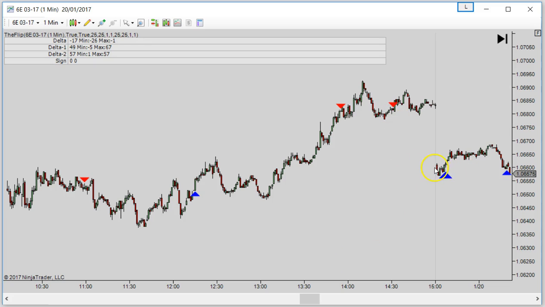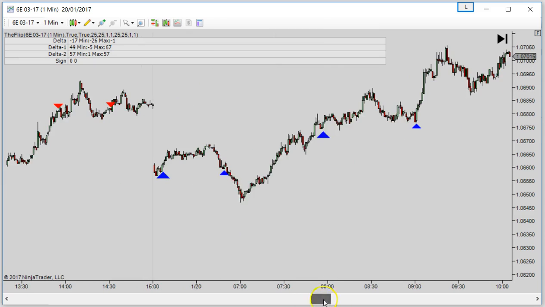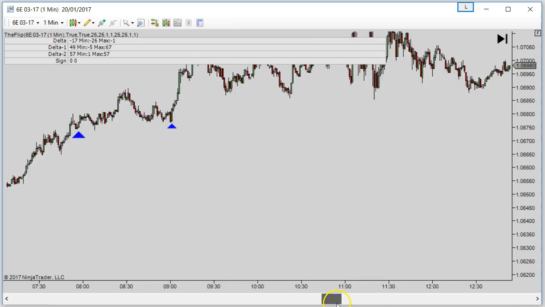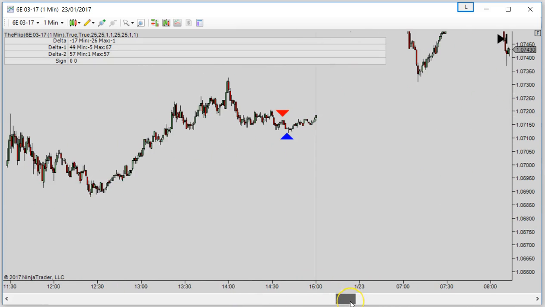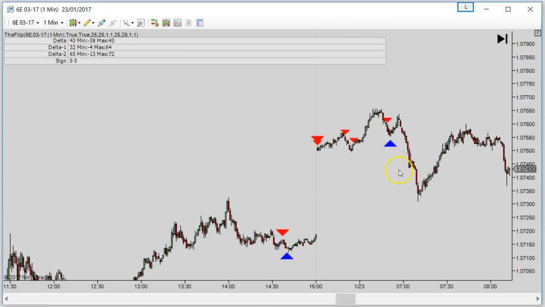Get out. This one, I'm not too interested because it's right on the open. This one failed. This one worked. This one worked. And again, that's 2:30. I'm not really interested. These ones right on the open, I'm not interested. Usually before 7, I'm not really interested in looking at the market. This one worked before it turned around. Gave you a buy, and then it fell off.